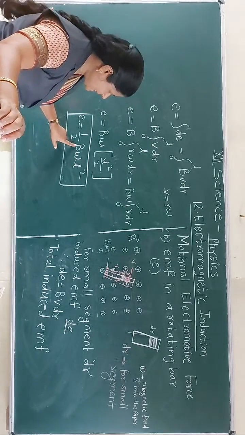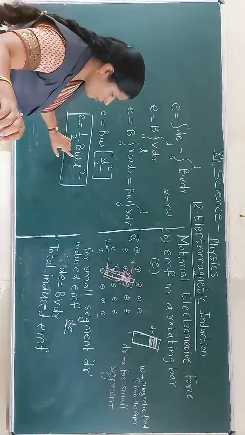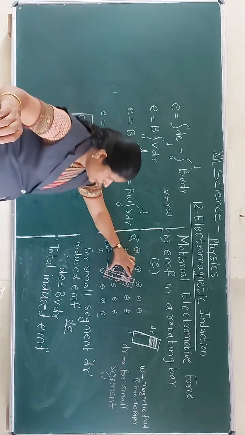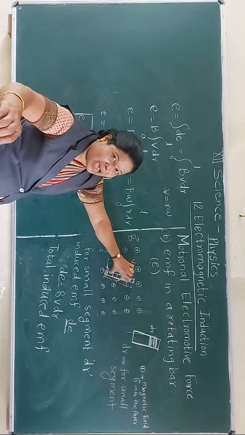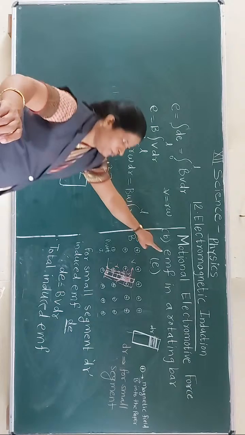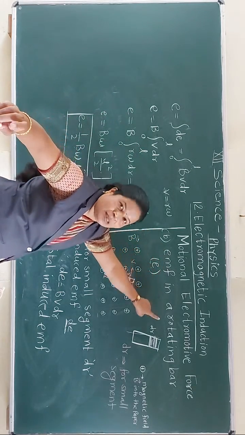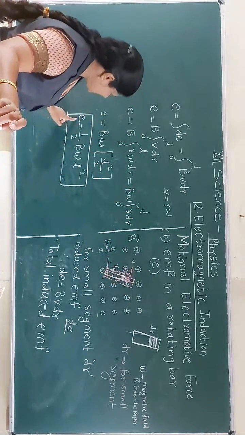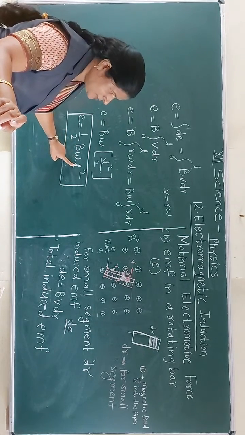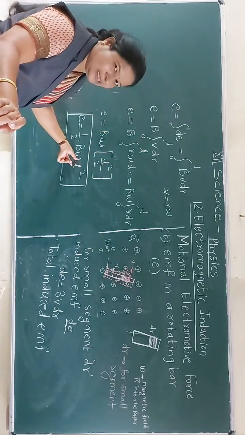B is the magnetic field, omega is the angular velocity or rotating velocity, and L means the length of this bar. So we get the value of EMF in a rotating bar: E is equal to 1/2 B omega L square. This is L square.